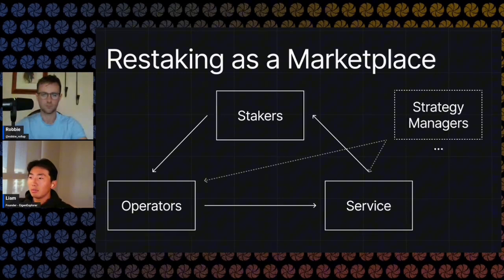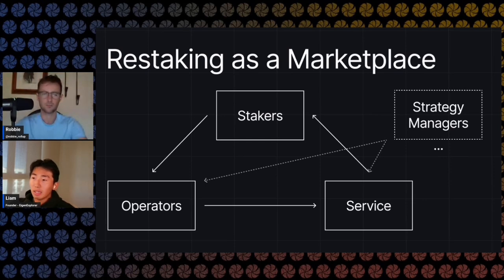Currently, all of the liquid restaking tokens, the LRTs, or even operators are actually a very crude form of strategy managers. As we delve deeper into the inner workings of the restaking protocols, we'll see that the complexities grow dramatically, and the current strategy manager landscape will change dramatically because of this. And this increasing complexity really makes the role of strategy managers very important, right?